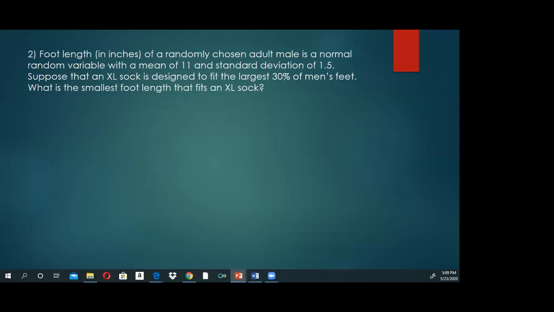It says foot length in inches of a randomly chosen adult male is a normal random variable with a mean of 11 and a standard deviation of 1.5. Suppose that an extra large sock is designed to fit the largest 30% of men's feet. What is the smallest foot length that fits an extra large sock?